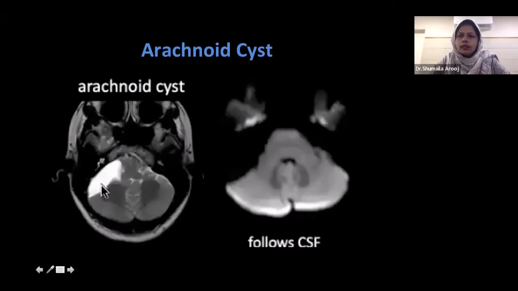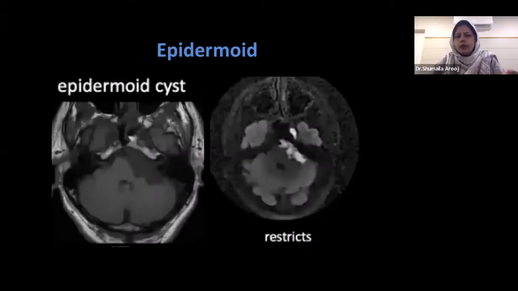The arachnoid cyst is a CSF containing structure. So keep it in your mind that it will follow all the CSF signals on all of the pulse sequences, on T1, on T2, on FLAIR, on diffusion, on ADC. So every sequence is going to return the same CSF signals in cases of arachnoid cyst. But in epidermoid, this is an epidermoid cyst. It is hypointense on T1. So here comes the role of DWI, and on DWI, it is going to show you diffusion restriction.